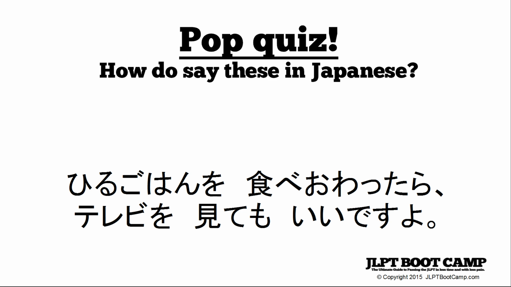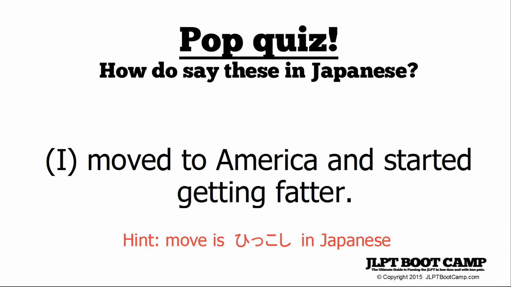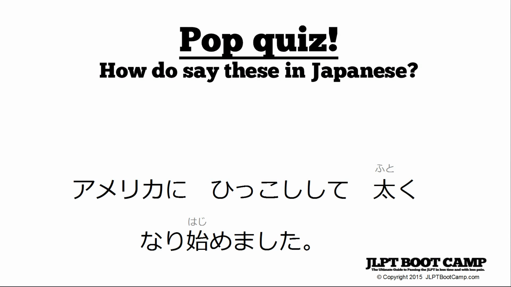And moving on, next sentence. I moved to America and started getting fatter, which is very common for a lot of people in Japan. When they move to America, they gain a few pounds. So this in Japanese would be America ni hikoshi shite futoku nari hajimemashita.